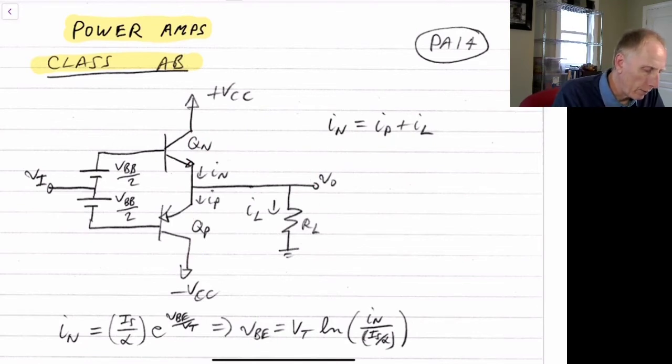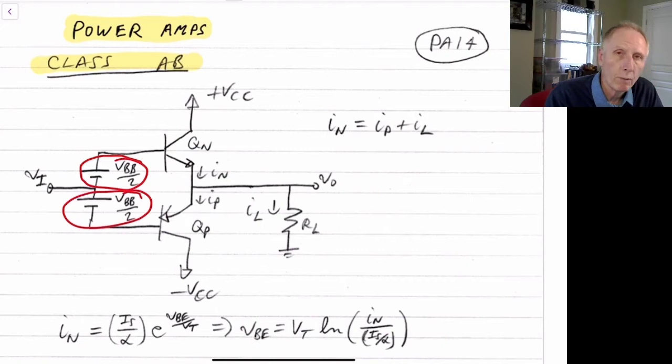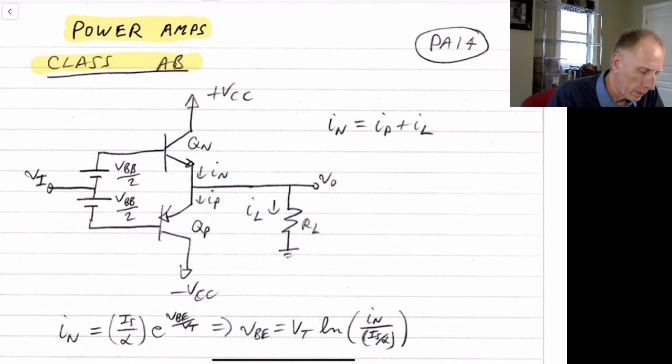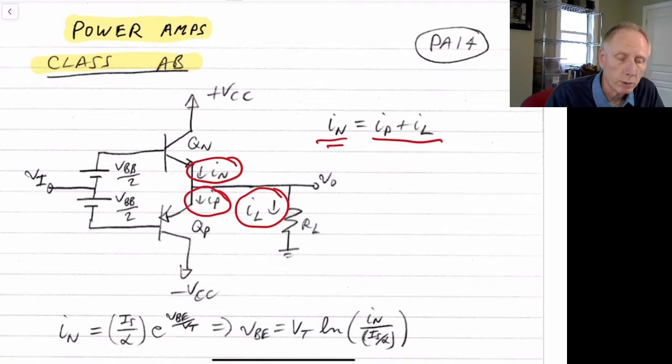To do that, we've introduced two new voltages, Vbe over 2 here and Vbe over 2 here, which gives us a voltage always across here. So we have the equation that this current I sub n is equal to the current through the PNP transistor plus the load current. So it's equal to the current through the emitter of the PNP transistor plus the load current.